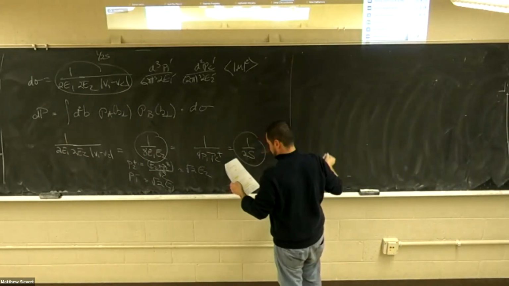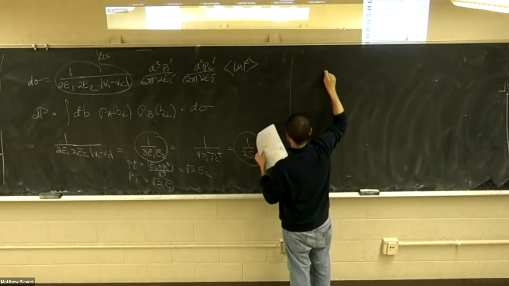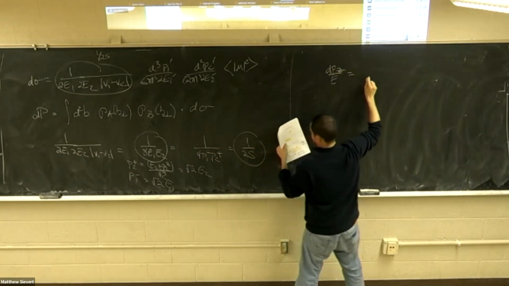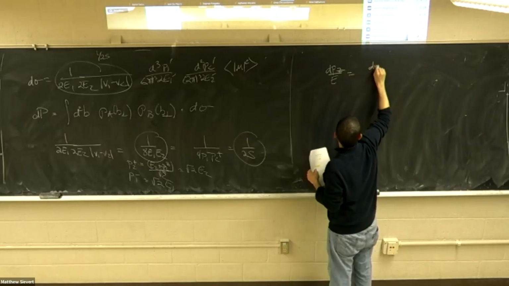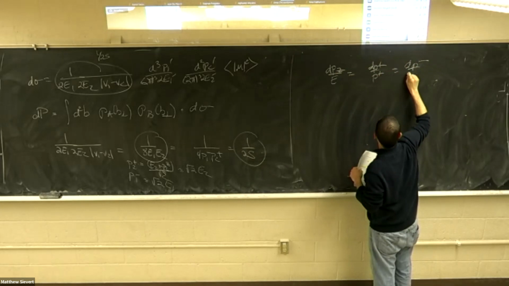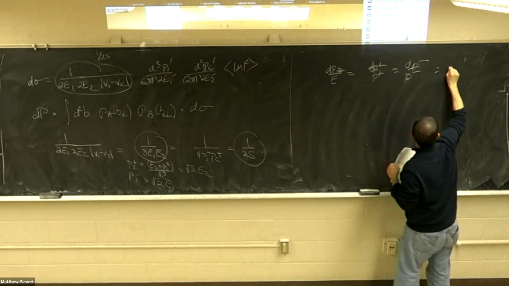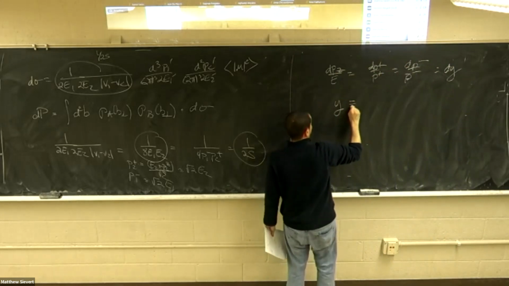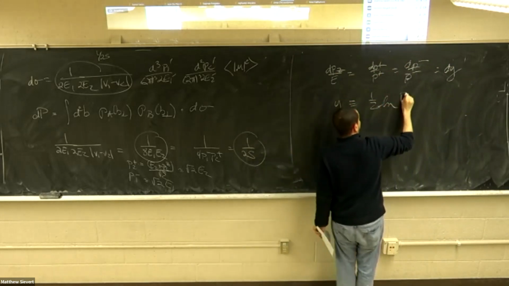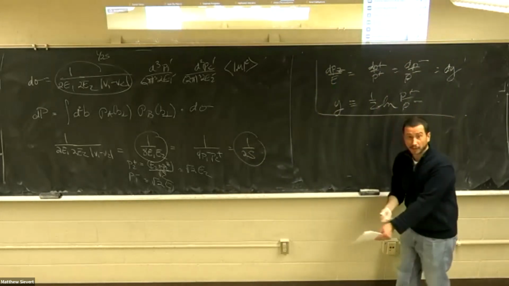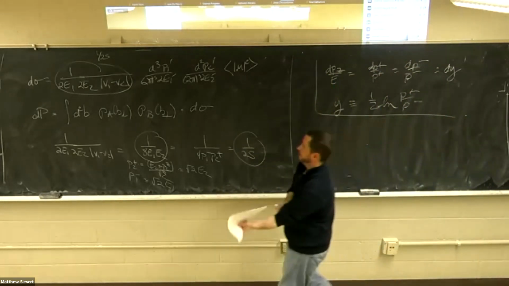So whenever you have a few minutes, convince yourself that dp_z over energy is the same thing as dp⁺ over p⁺, which is the same thing as dp⁻ over p⁻, which is the same thing as a differential unit of rapidity, where y is 1/2 log of p⁺ over p⁻. All of these are completely equivalent ways of expressing the same phase space.